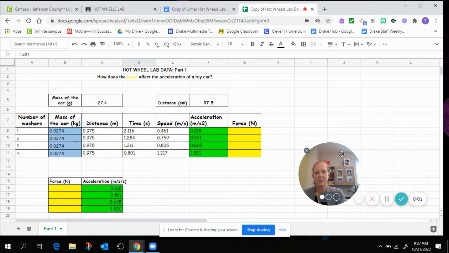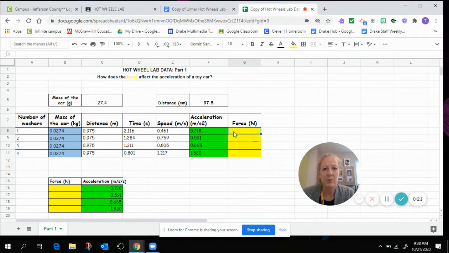Ladies and gentlemen, I'm going to walk you through what to do with your lab data now that we've collected the data for the Hot Wheels Lab Part 1 and Part 2. In Part 1, once you have your data collected, you will see that everything is filled out except for our force column on our data table. I'm going to show you how to find the force.